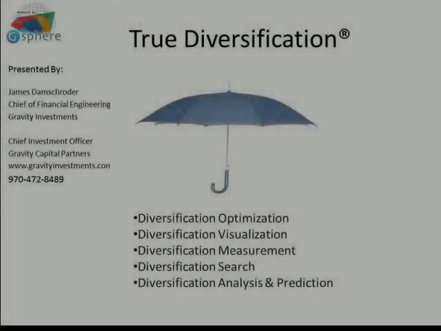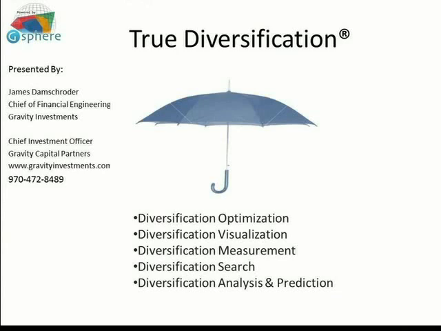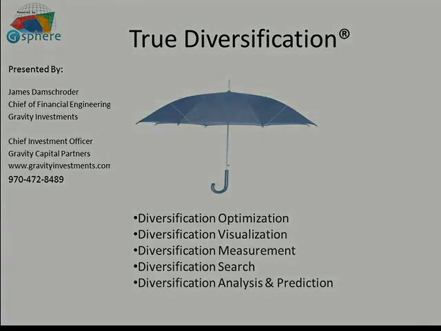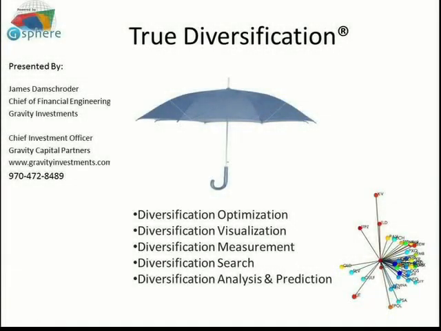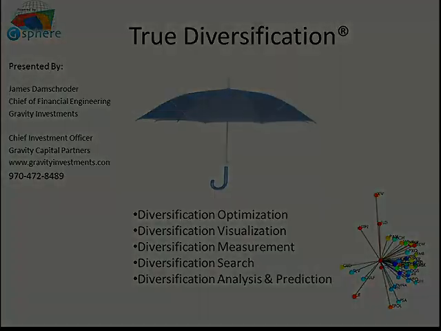Welcome to True Diversification, a new era of diversification. True Diversification is an integrated investment approach consisting of 4 inventions. The inventions are for diversification optimization, diversification visualization, diversification measurement, and diversification search. All of our diversification inventions come together in our platform called G-Sphere to provide investors with true diversification.